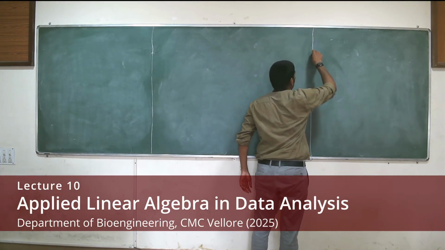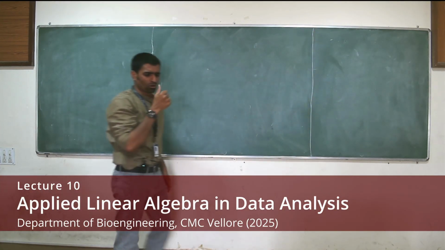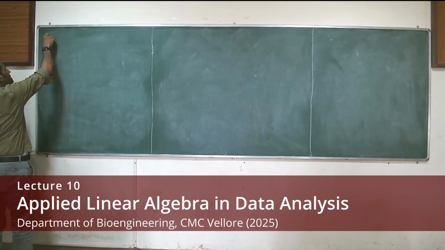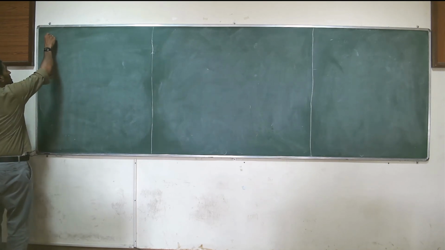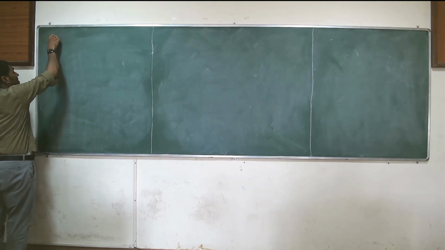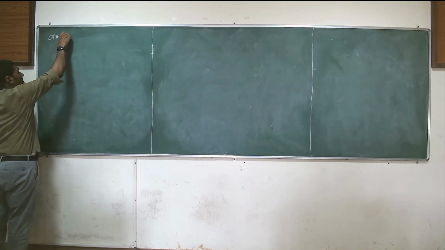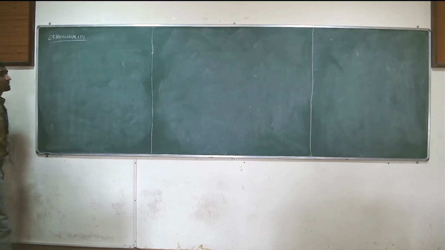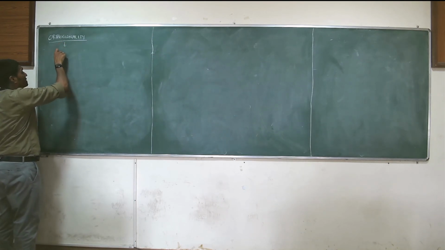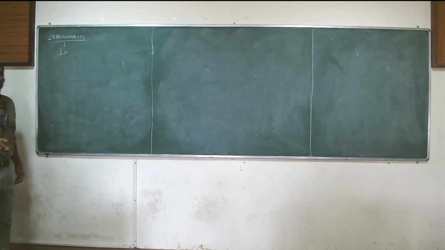So the next module is on orthogonality. We've seen this before. Orthogonality is simply related to the idea of two vectors being perpendicular to each other.